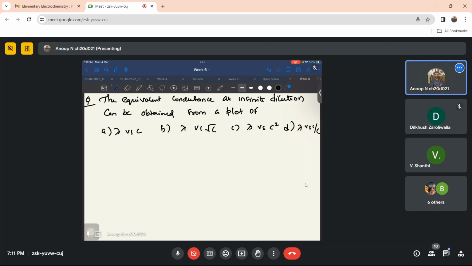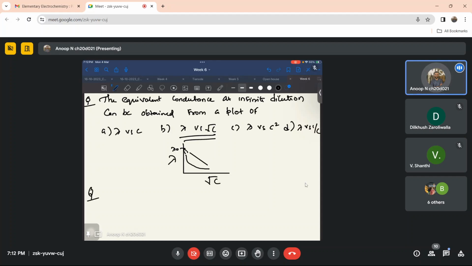What will be the plot? Lambda versus root C. So how were the plots coming? It was lambda versus root C. For a strong electrolyte, we had a straight linear relation. As the dilution increases, as we dilute the solution, the equivalent conductance increases. We have this lambda zero value. For a weak electrolyte, we had something like this. So this is how we find out the equivalent conductance at infinite dilution.